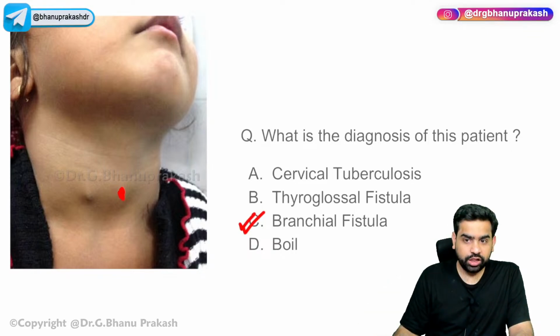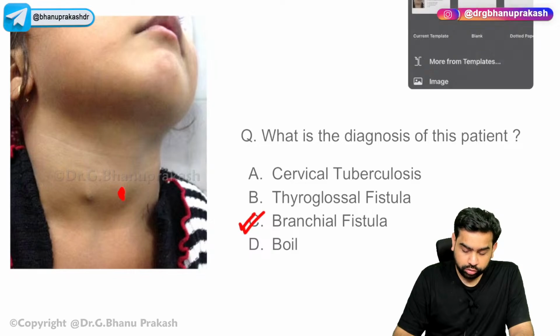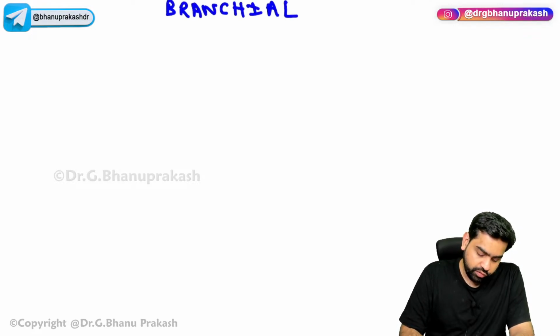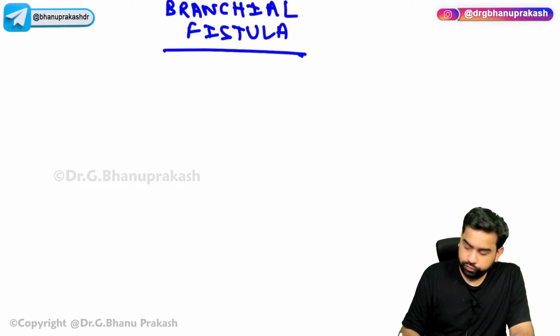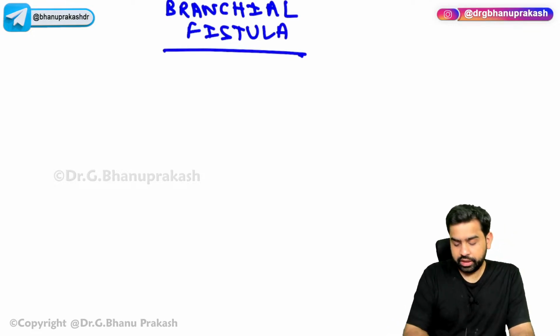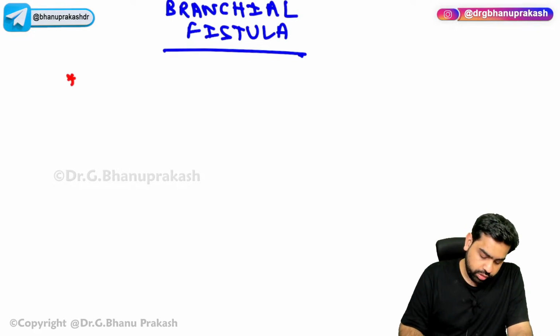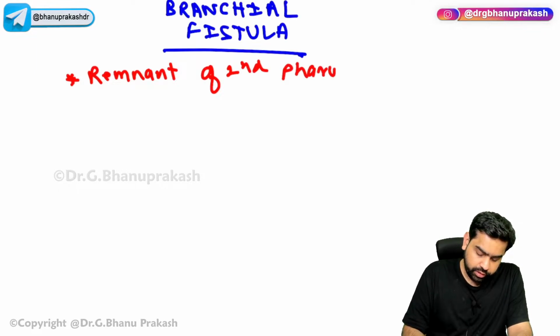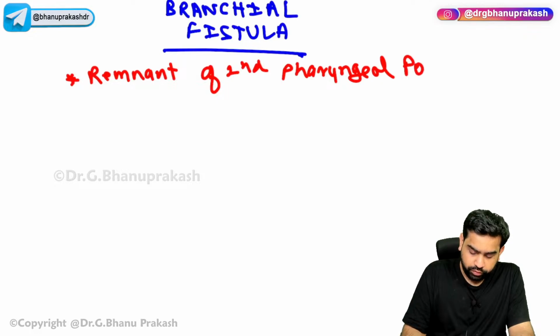We talked about the branchial cyst, right? So branchial fistula is also the remnant of your second pharyngeal pouch. Okay, so this is again a remnant of your second pharyngeal pouch. So let's talk about the branchial fistula. Branchial fistula is again the remnant of your second pharyngeal pouch, or cleft, whatever you want to call it.